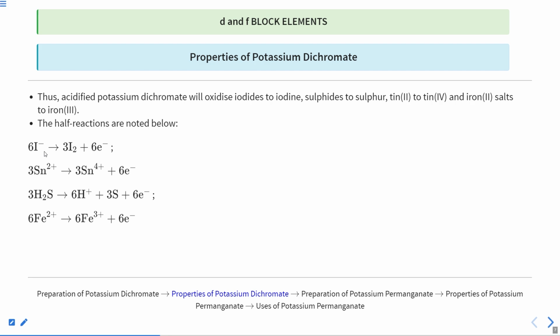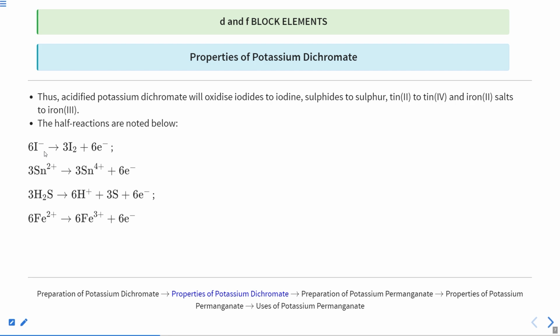Next is Sn2+. Sn has an oxidation state of +2, but on the product side it is +4. Again, what is it getting? Oxidized. What about H2S? In H2S, sulfur has an oxidation state of -2, but on the right-hand side, the elemental form will have a 0 oxidation state. Therefore, from -2 to 0, again oxidation.